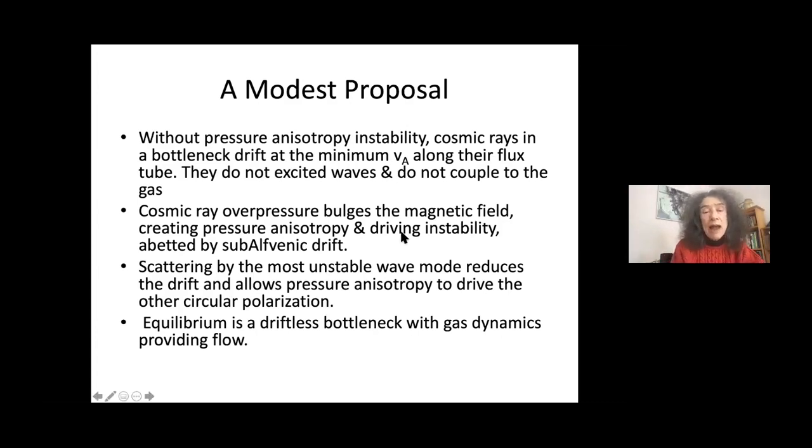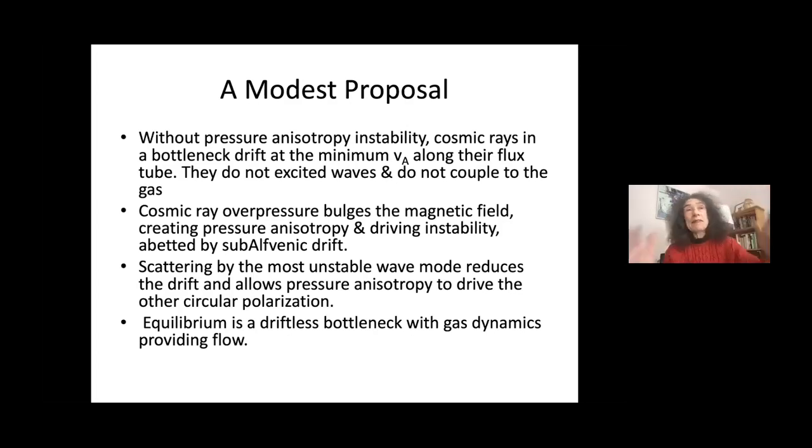And scattering by that most unstable wave, I propose, will reduce the drift and allow the pressure anisotropy, once the drift is reduced, to drive the other circular polarization. And so I think the only situation where you have enough waves to scatter the cosmic rays and they have the same growth rate is when there's no drift. You just have a driftless bottleneck.